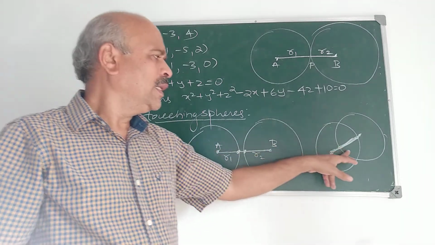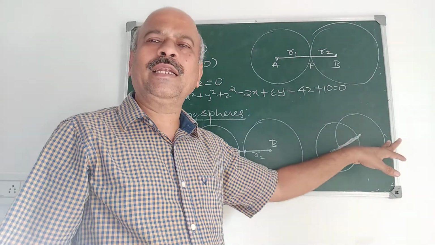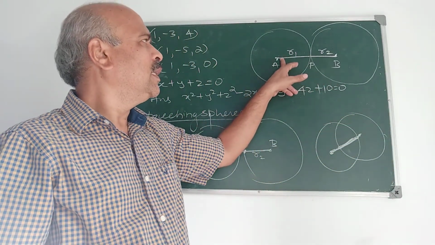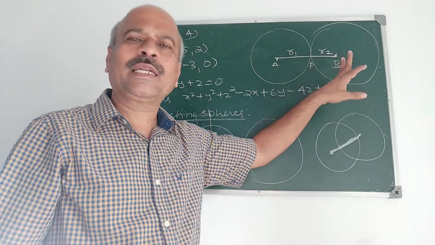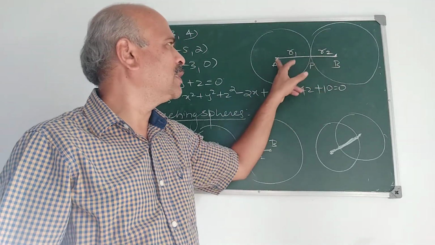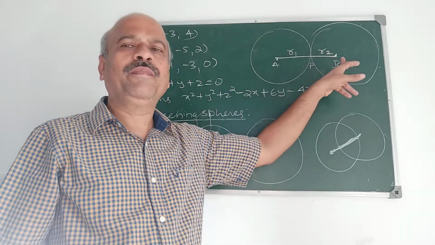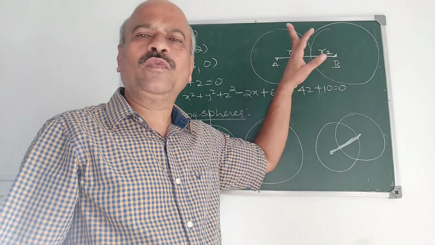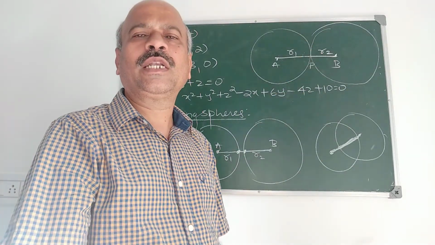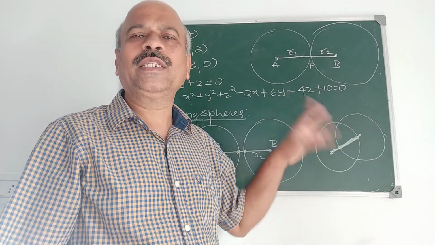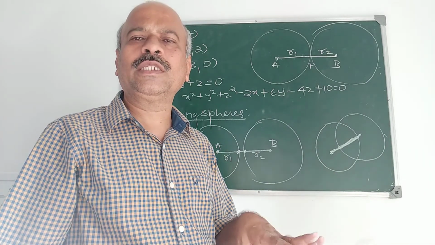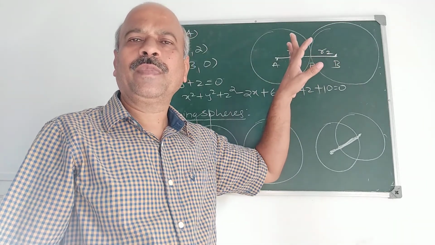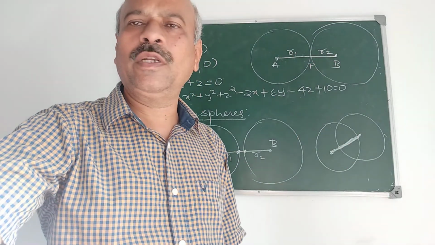In this case, the sum of the radii is greater than the distance between the centers. But in this case, the sum of the radii is exactly the distance between the centers. AP plus PB is equal to AB. In this case, they just touch each other. So this is the condition for two spheres to just touch each other. So what is the analytical condition for two spheres to touch each other? Sum of the radii is the distance between the centers. I will solve problems on this in the next video. Okay, thank you.